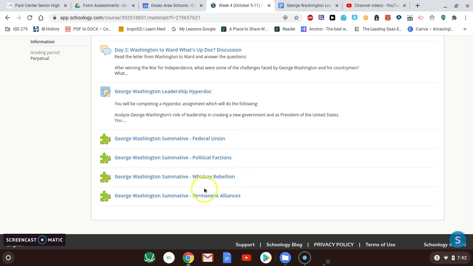And basically, each of these comes from your work in the HyperDoc. So it won't be any surprise. The background is that what you're writing about are one of these things, and there are links attached to this when you open it up that you can use to help put together your essay, and then you would submit it in Schoology.